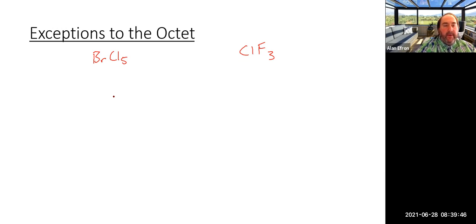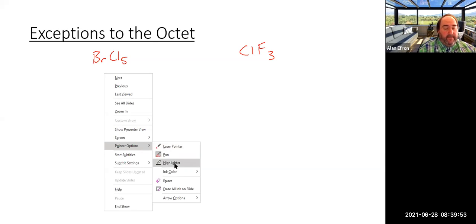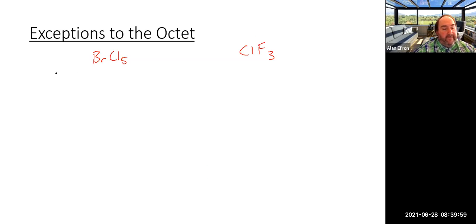Start with the BrCl5. Again, we just want to approach these the same way as the other way that we talked about drawing these. So we want to figure out our total number of valence electrons. Bromine is obviously group 7, and there are 5 chlorines, which are also group 7. So that is 35, and 7 is 42 valence electrons.